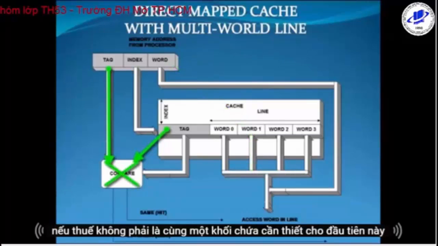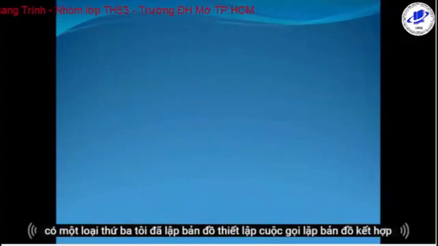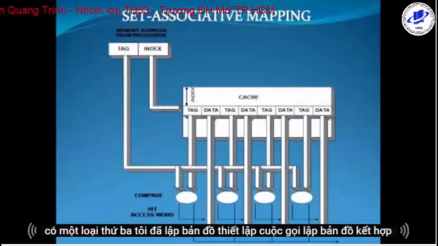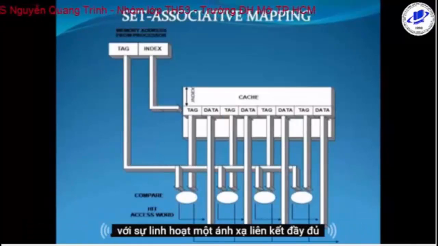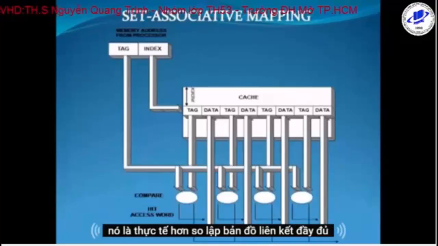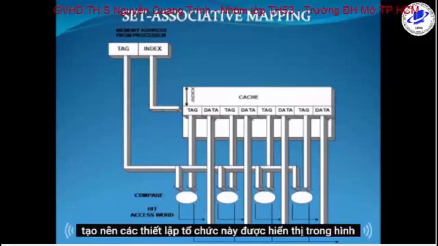If the tags are not the same, the block containing the required word is first transferred to the cache. There is a third type of mapping called set associative mapping. Its scheme combines the simplicity of direct mapping with the flexibility of fully associative mapping. It is more practical than fully associative mapping, because the associative portion is limited to just a few slots that make up a set. The organization is shown in the figure.